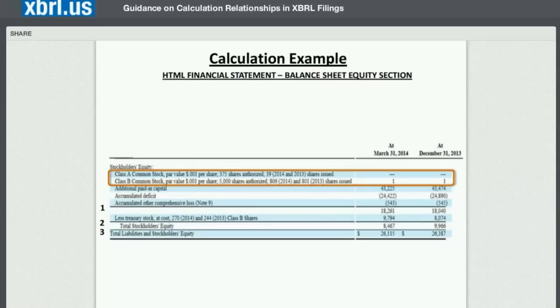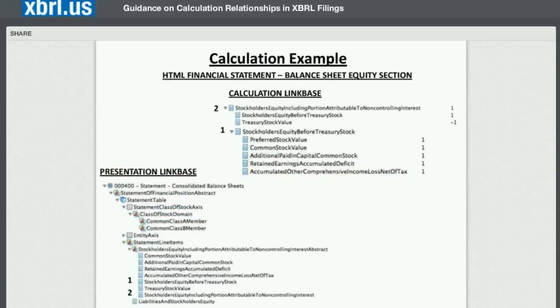And here's another example where we see companies with the Class A and the Class B. They've used class of stock axes, and we've got companies, and they're coming down and they're adding up these numbers together, and they get to the 18261. So we'd expect a calculation there, less the treasury stock. They've got a Class B share on these, and then we've got total stockholders' equity, then the total liabilities and stockholders' equity. So you've got facts for these.